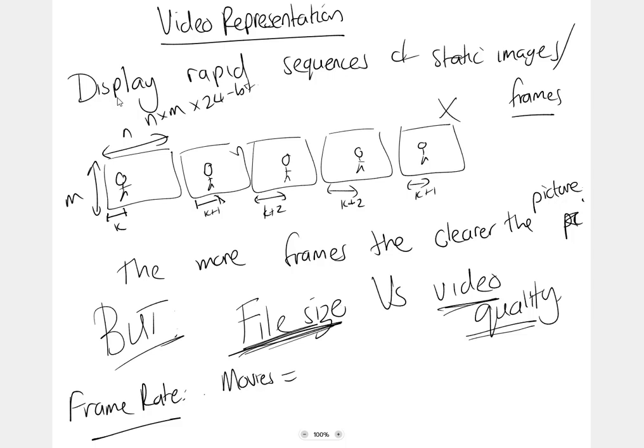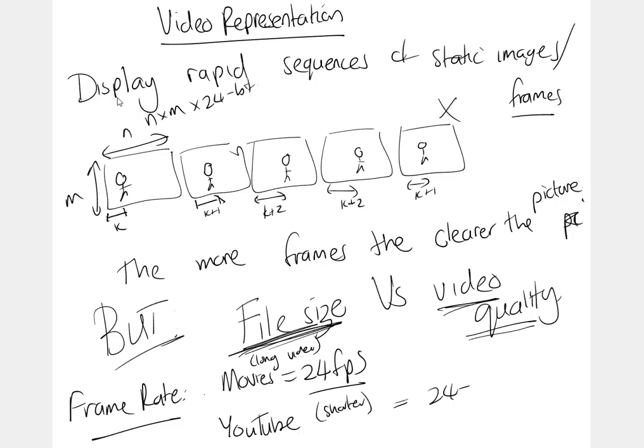So for movies, there's 24 frames per second. And on something like YouTube, where the videos are much shorter, we usually have 24 to 60 frames per second. So it can be anything from 24 to 60 frames per second.